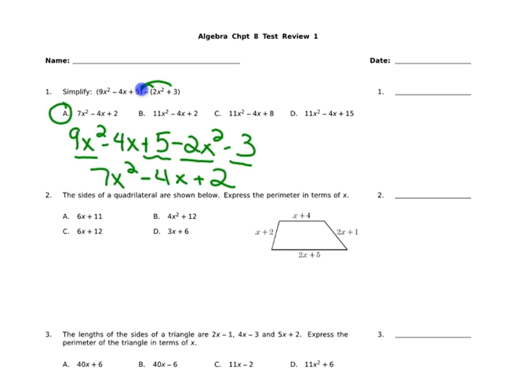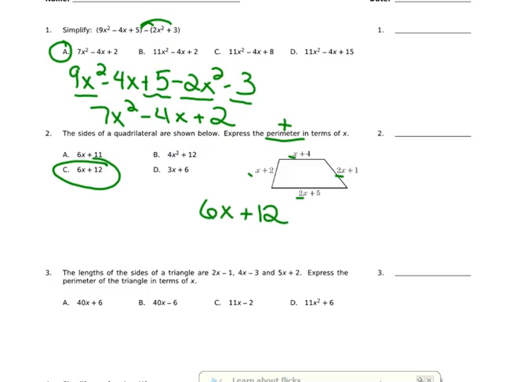The sides of the quadrilateral shown express the perimeter. To get a perimeter, we add up all the sides. So I have x plus x is 2x, plus 2 more is 4, plus 2 more is 6. 6 x's. 2 plus 4 is 6, plus 1 is 7, plus 5 is 12. So choice C for that one.